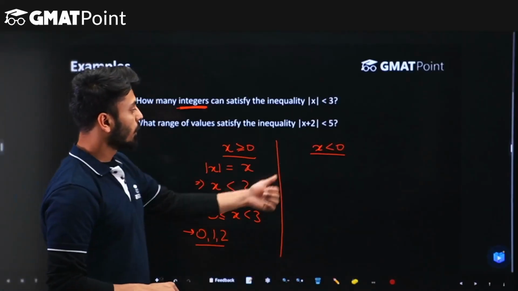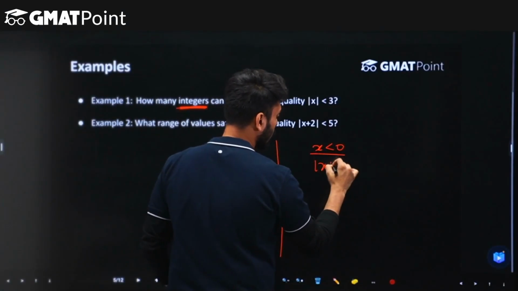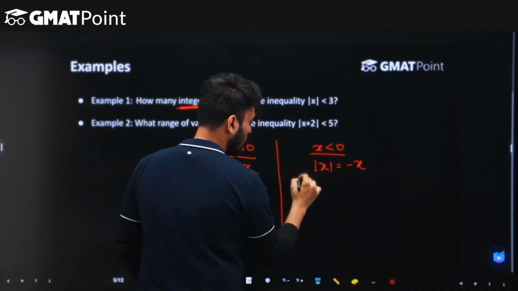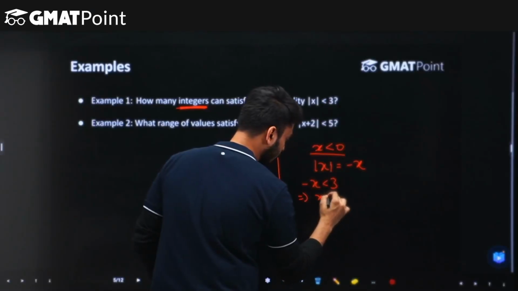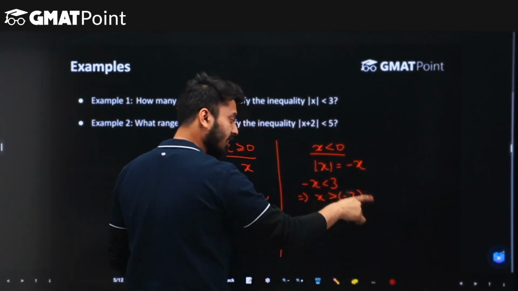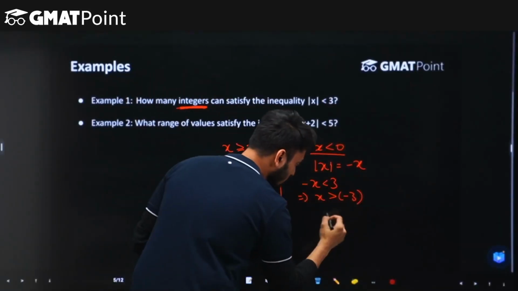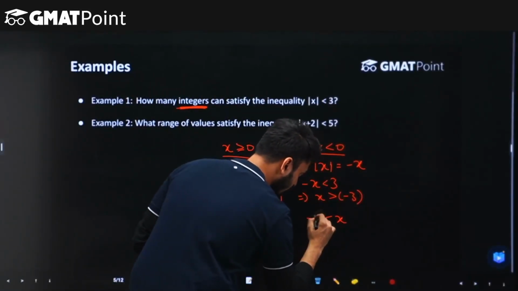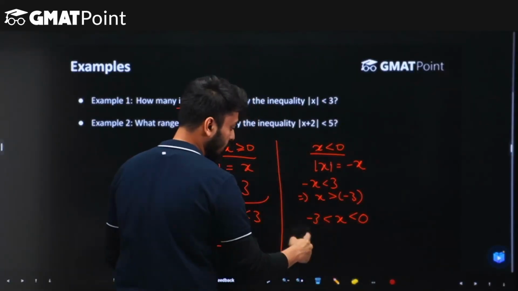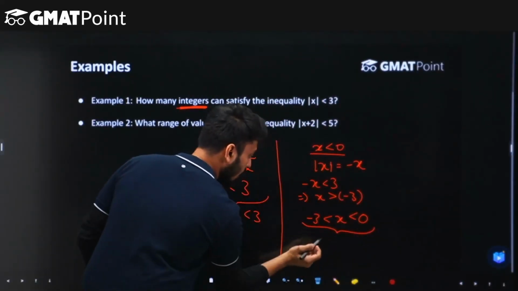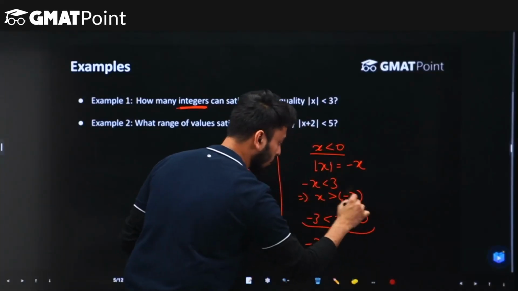Right? Now let's look at the second case. If x is less than 0, then I have mod x is minus x. So my inequality becomes minus x is less than 3, which gives me x is greater than minus 3. But at the same time, x must also be less than 0 because that was my assumption for this case. So I now have x greater than minus 3 but less than 0. And because x must be an integer, the overall solutions I get are minus 2, minus 1, and that's it, because x can't be equal to 0 over here.